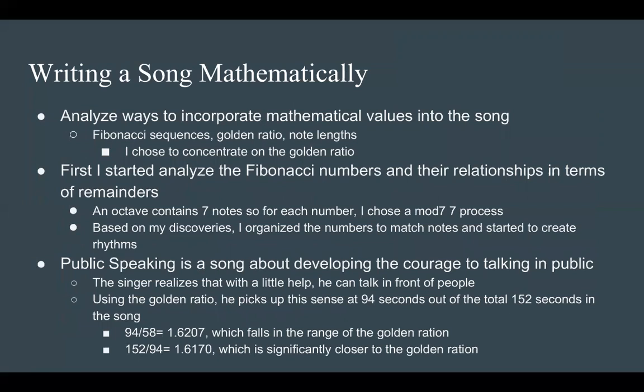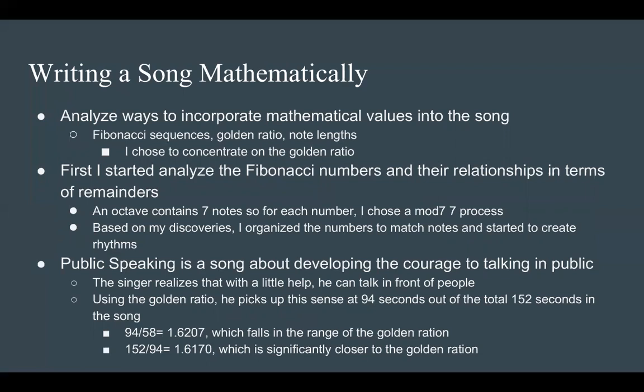So, writing a song mathematically. Firstly, we want to analyze ways to incorporate mathematical values into the song, such as Fibonacci sequences, golden ratio, and note lengths. I chose to concentrate on the golden ratio. But first, I started to analyze Fibonacci numbers and their relationships in terms of remainders. An octave contains 7 notes for each number, so I chose the mod 7 process. Based on my discoveries, I organized the numbers to match notes and started to create rhythms.